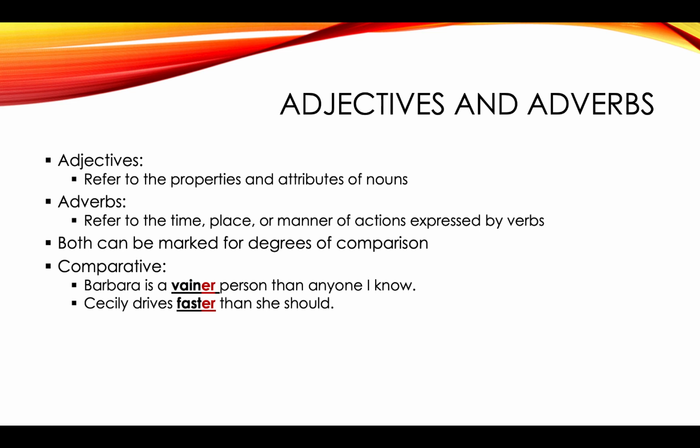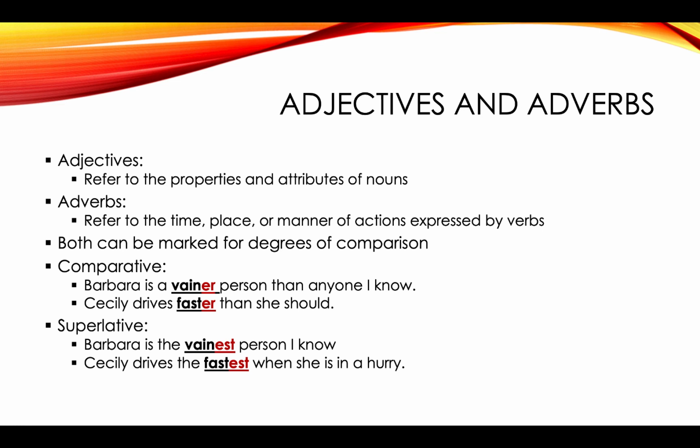The comparative degree allows us to show a greater quality between two items, like in Barbara is a vainer person than anyone I know, and Cecily drives faster than she should. The superlative degree allows us to indicate the highest degree of quality. Barbara is the vainest person I know, and Cecily drives the fastest when she's in a hurry.